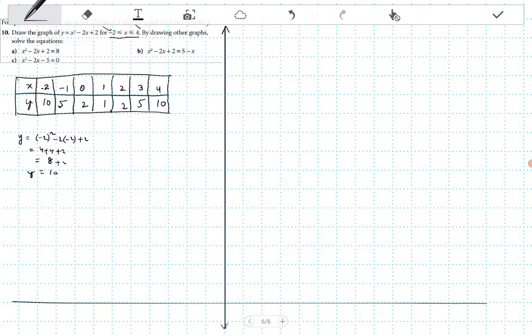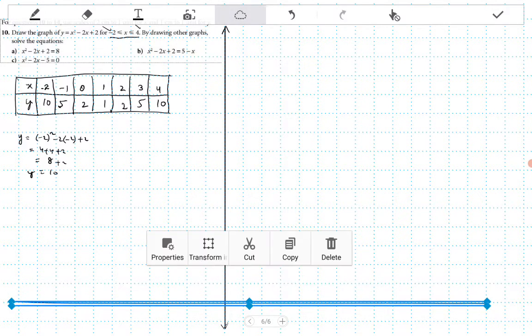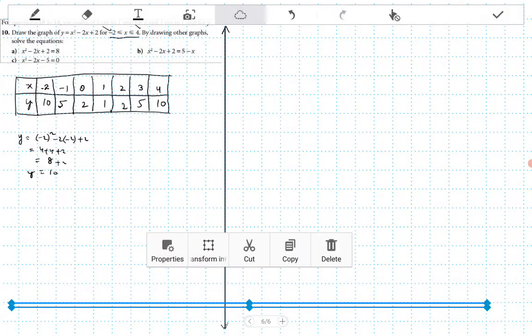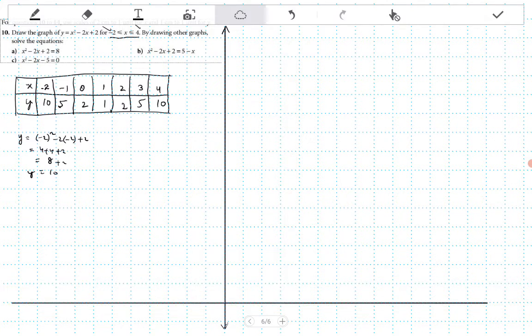Almost correct, a little lower. Transform into refined shape so it can be shifted a little bit. Yes, now it's looking better. Again I have to use arrowheads on the two edges, that is an important part. And now you can label the x-axis and y-axis as per the given scale.